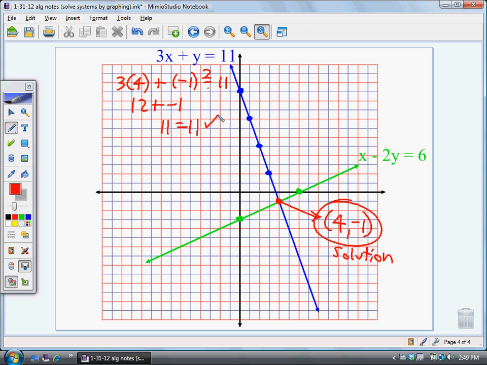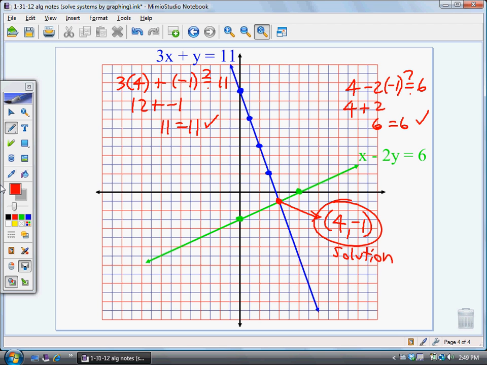In the green equation, now you have 4 minus 2 times negative 1, because that equals 6. And then that's 4 plus 2, that's 6 equals 6. That checks. And so now I've solved this system by graphing. All you really do is graph lines, which you should be able to do.